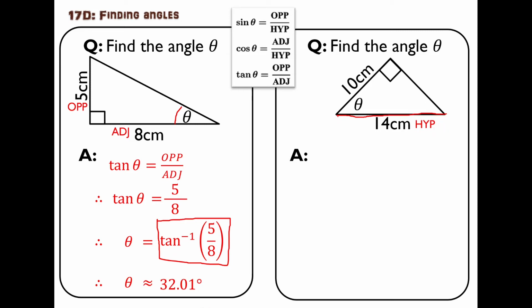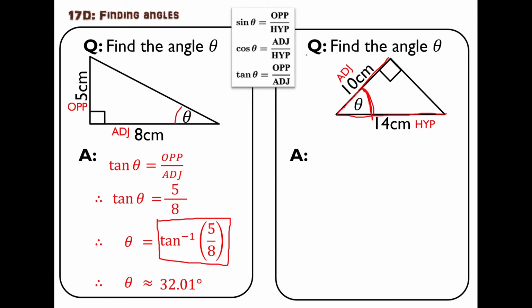And the other side that we know is this one here. This side is 10 centimeters. Is this adjacent, opposite, or hypotenuse? It's adjacent because it's next to the angle. Do you notice that it touches the angle there? If this is the angle, then it touches that angle.